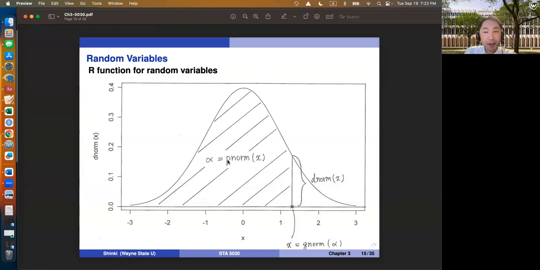So these letters explain the function. P stands for probability, Q quantile, D density, and R random.